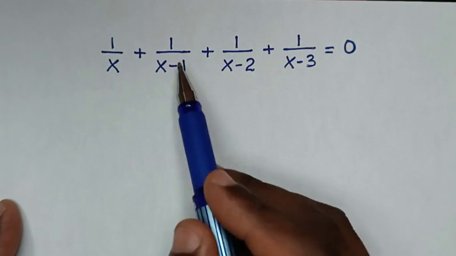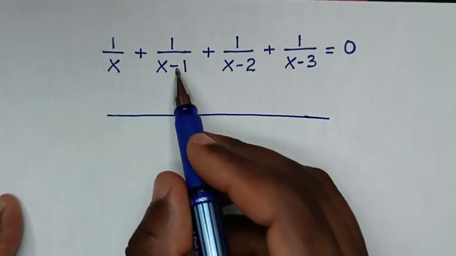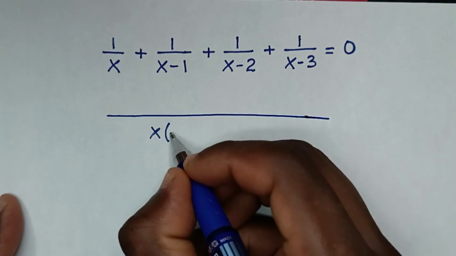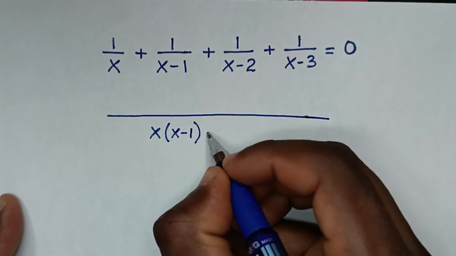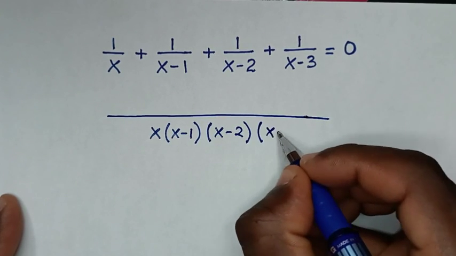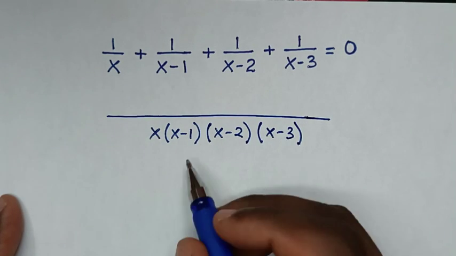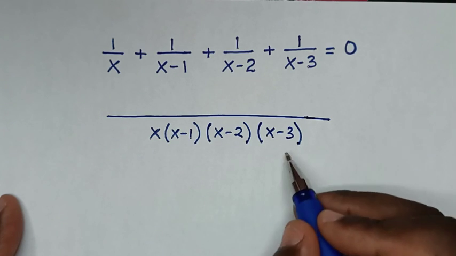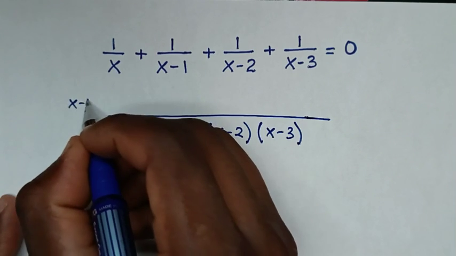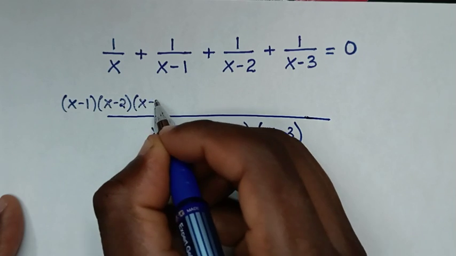Now, from these denominators, the LCM will be x times (x minus 1) times (x minus 2) times (x minus 3). Then we take this, divide by x, it will be (x minus 1)(x minus 2)(x minus 3).